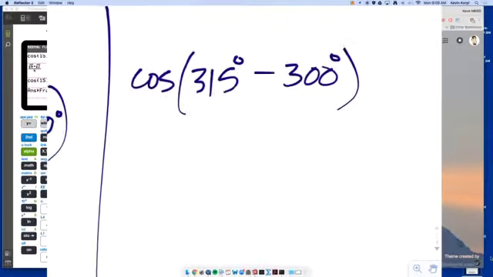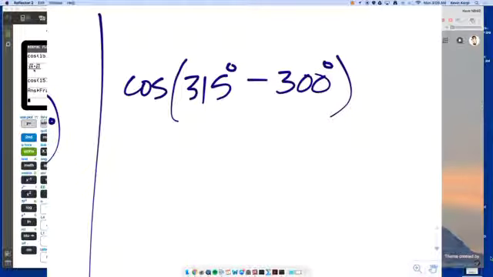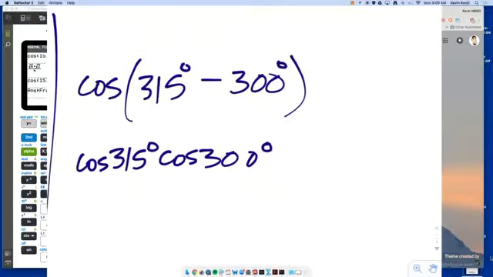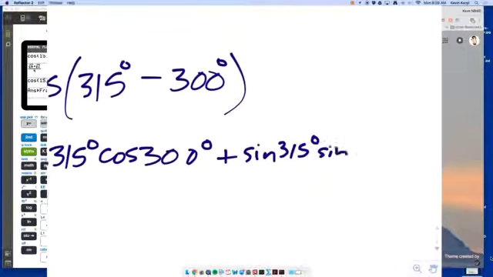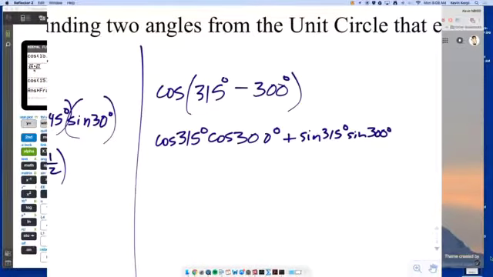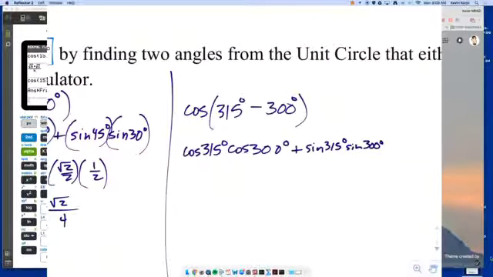Let's go ahead and expand it now using the identity. Cosine, selfish or selfless? Selfish, right. I don't even like talking about him because he's just so selfish, but we have to. Cosine of the first, cosine of the second, and then change the sign, and then sine of 315, sine of 300. So there's the first step, and I would need to see both of these: the angles that you're using and then the expansion.